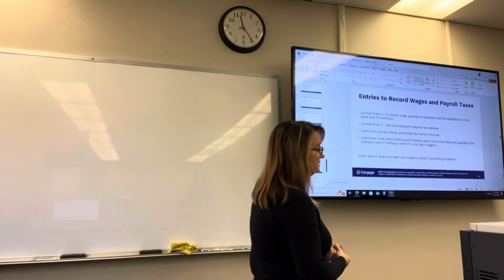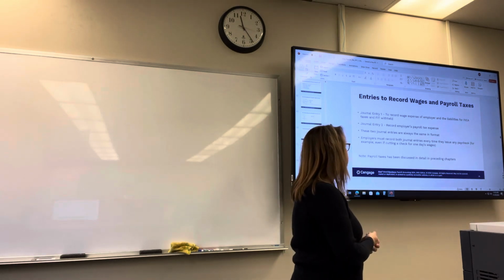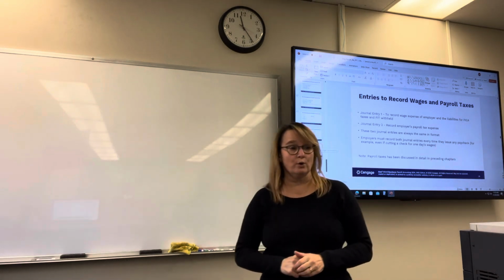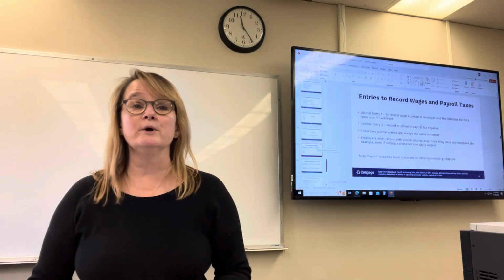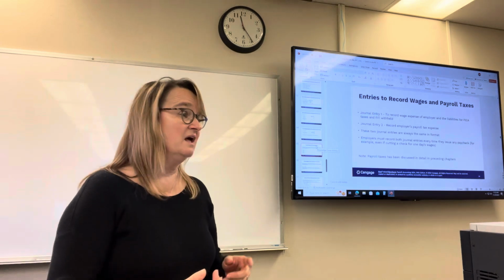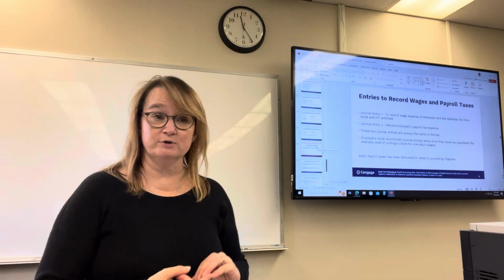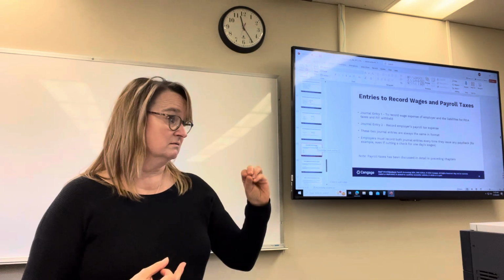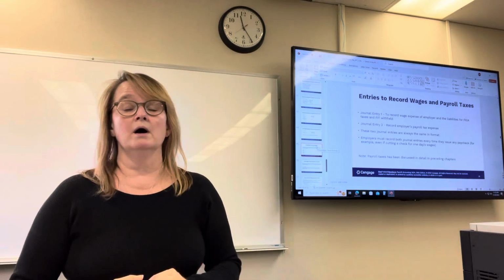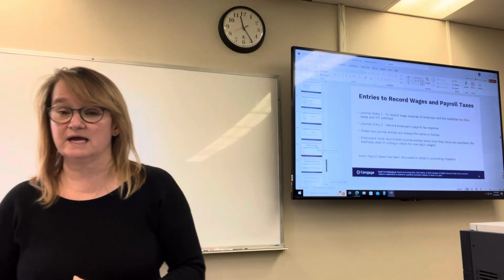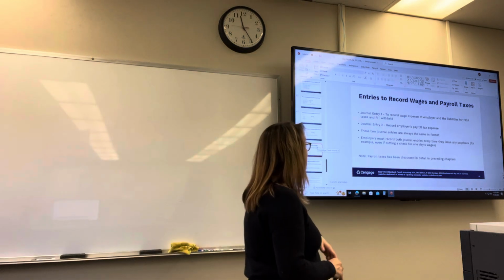Second journal entry, and again, this one happens at the same time as the first journal entry, at the time that the employee is paid. This one does record the employer's payroll expense. So the amount that the employer is responsible for paying. So that would be their half of the Social Security and Medicare taxes, their FUTA taxes that correspond to the amount of this particular payroll, the SUTA taxes, any other amounts that the employer is responsible for.